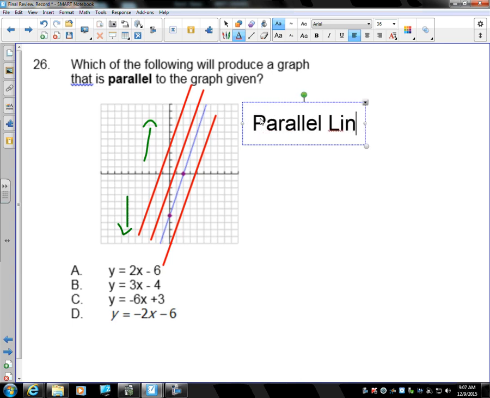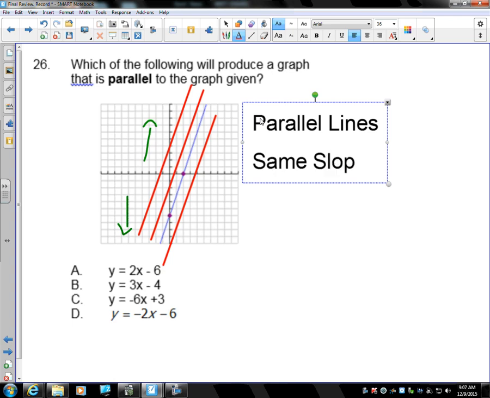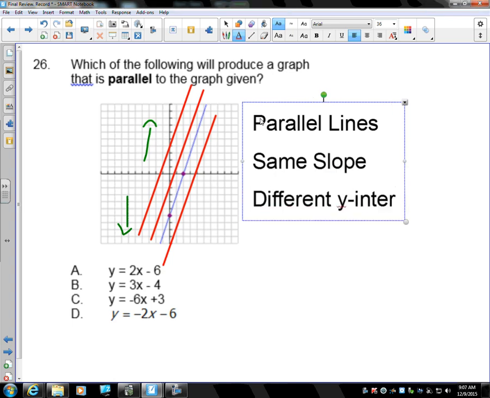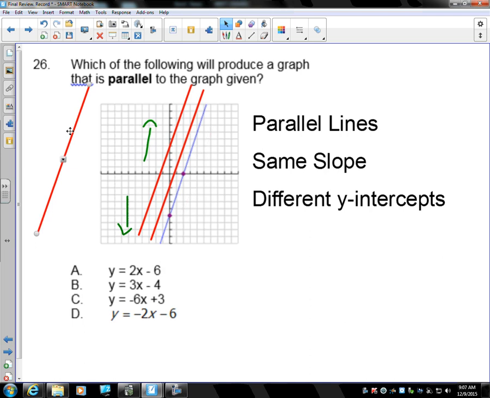So what we know about parallel lines is they have the same slope and different y-intercepts. So let's find the slope of the line that they gave us and then figure out which equation has the same slope. Okay.